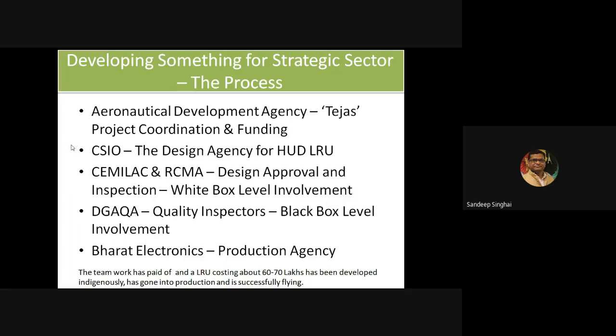Then you have the next agency called DGAQA, Director General Aeronautical Quality Assurance. These are basically quality inspectors who are involved once your device is matured and goes into production. These are basically involved at the black box level. So they are more interested in the inputs, the reliability of the inputs and the quality of the output. Then in our case, we have engaged a defense PSU named Bharat Electronics as a production agency. So this is a huge teamwork, and this teamwork has paid well for us, and the LRU costing around 60 to 70 lakhs has been developed indigenously, and it has gone into production and is successfully flying in Tejas aircraft. It is going to fly in HJT-36, it is going to fly in Hawk and so on.